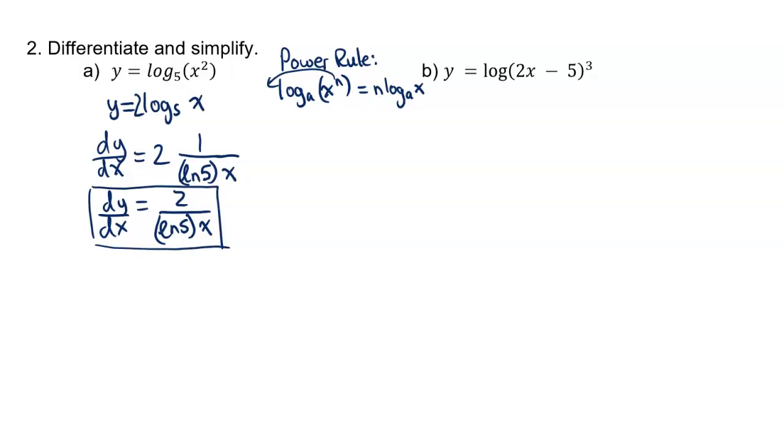Now let's go ahead and look at the second situation. Now we have, again, this power of 3, and I can apply the power rule to bring that out front. So before I take any derivatives, I'm going to write this as 3 times log of 2x minus 5. Now you'll notice here there's no base on the log.